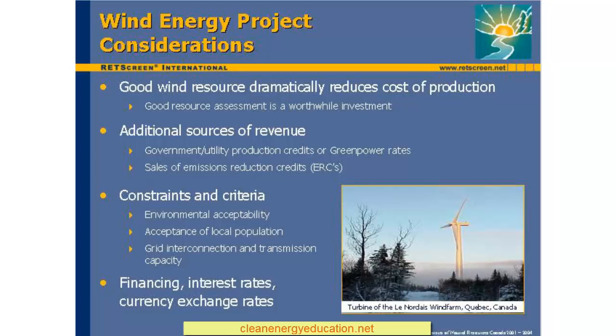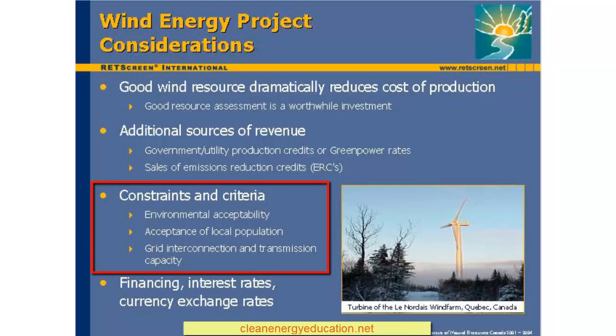The profitability of a wind project can be significantly improved when the sale of electricity at the market rate is not the only source of revenue. Additional revenue sources may include renewable energy production credits offered by a utility or government, a green power rate premium, or the sale of emissions reductions credits, or ERCs. It is hoped that ERCs, which put a value on the greenhouse gas emissions that will be avoided by the turbine, will in the future become a significant source of income for wind energy projects.